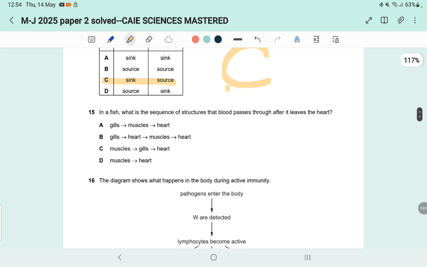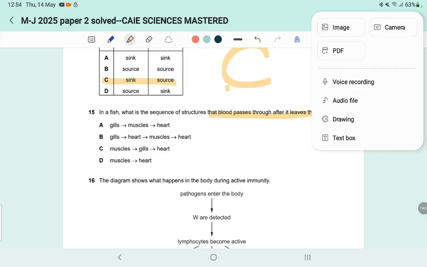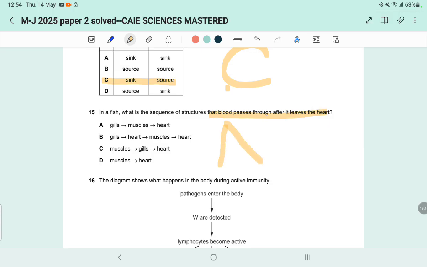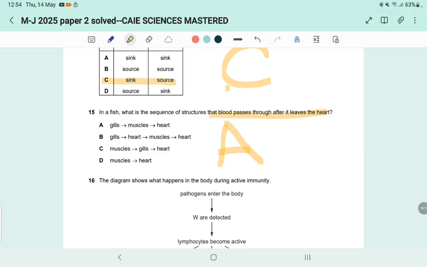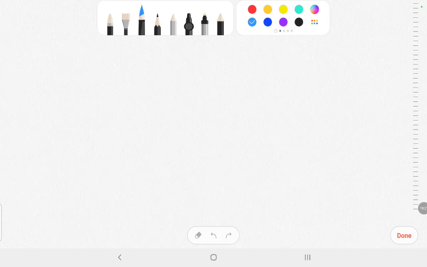Here, 15: in a fish, what is the sequence of the structures that blood passes through after it leaves the heart? So let us draw a fish here and analyze it. The basic answer before we move on is A. 15 is A. Okay, so let us now move to a drawing. Now suppose I have a fish.